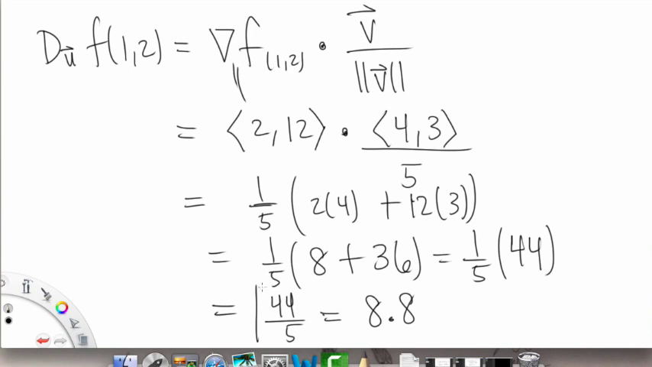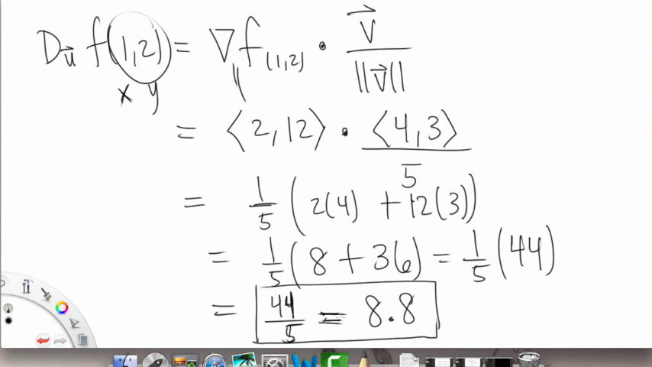Well, maybe not also known as, but the calculator knows it as 8.8. Okay, so that's basically it. And again, the directional derivative tells us the slope of the tangent line at the point P. So this would be at the x, y point 1, 2. At that point, the slope of the tangent line is 8.8 or 44/5.